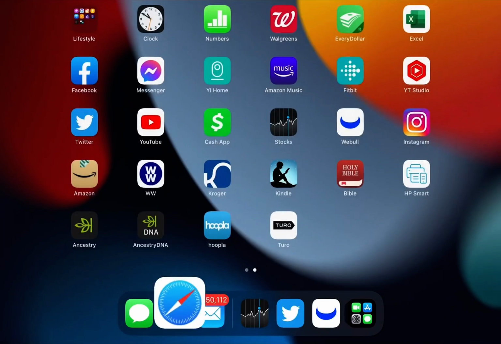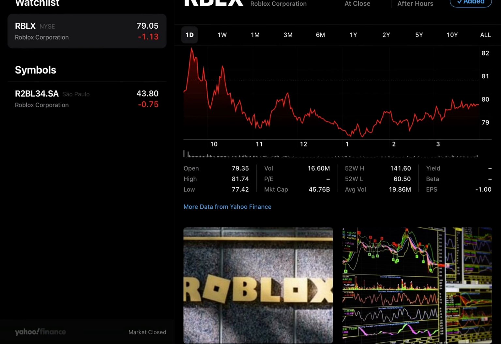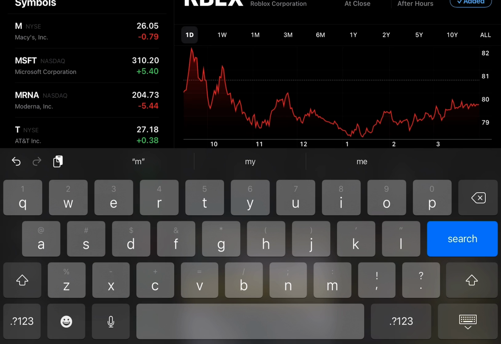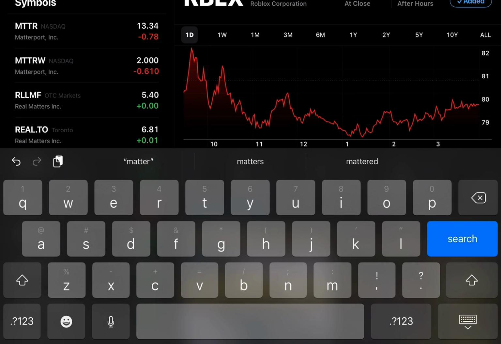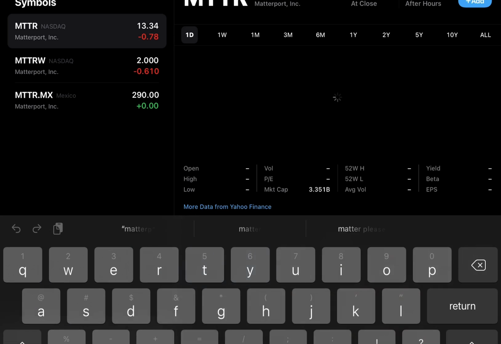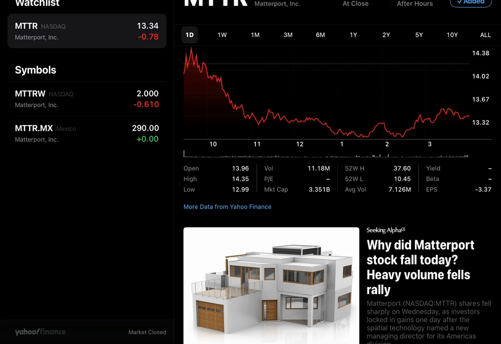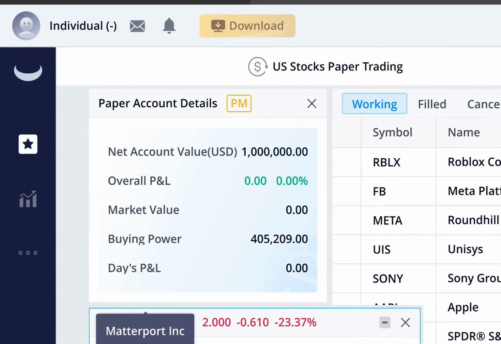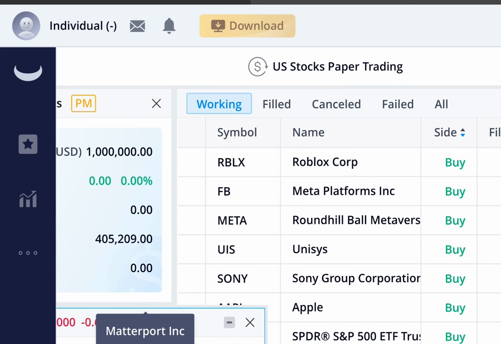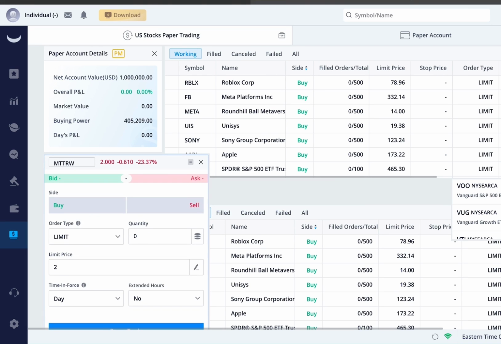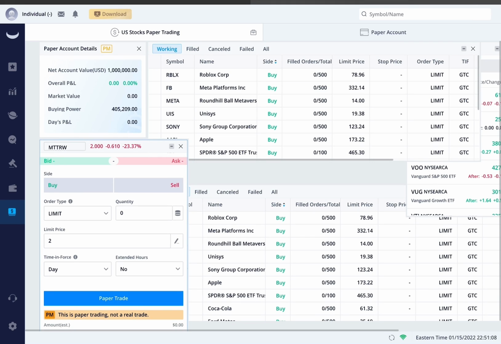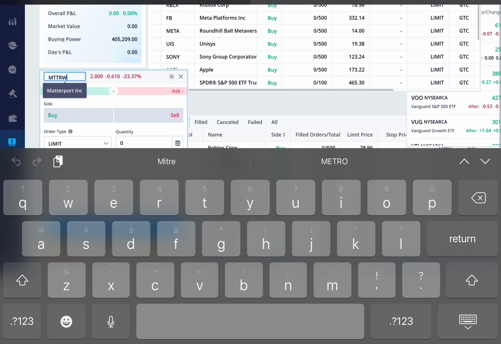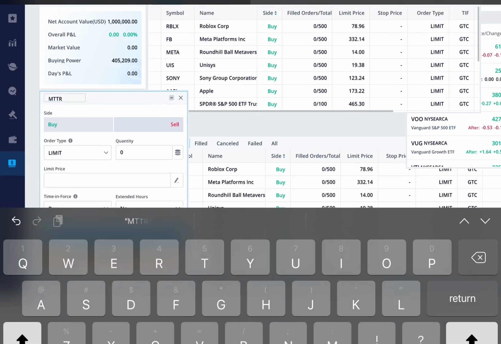Let me go back over to the stocks page. Type in Matterport. Matterport. All right, so $13.34. I'm going to add it to my watch list. And it's MTTR. So I'm going to go back over to my website. And I don't know why it got so big. Let me do. There we go. Refresh that screen. Click on paper trading. And I'm going to put in MT. Let me get rid of that W. And there we go. Okay, Matterport.